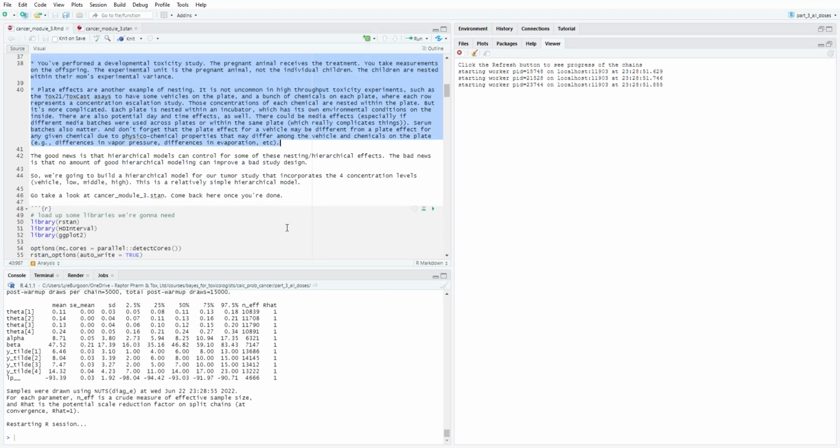So anyway, the good news is hierarchical models can control for some of these nesting and hierarchical effects in the study designs if you know about them. Sometimes we don't know about them, and that'll come back and bite us later. And two, we have to have the proper levels of replication to be able to take them out. So there's all that kind of stuff we have to work with. Anyway, that's what the hierarchical model is all about.